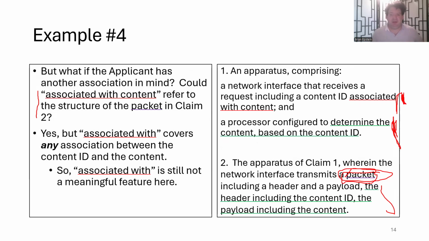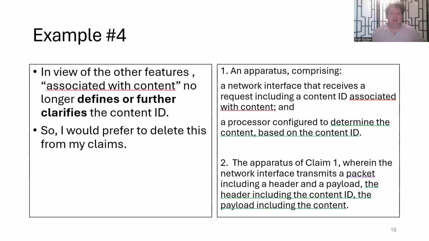We will say that, unless you present arguments to the Patent Trial and Appeal Board, your examiner will tell you it's this determination, that it's broad enough to cover this as well, and therefore it has no additional meaning. It's not a real feature here. "Associated with content" no longer defines or further clarifies the content ID. And so I would delete this from my claims. Sometimes applicants let me do whatever I want, and I'll just take that out because it's not helping. It's further limiting the claim somehow, not much, but in a way that does not help.